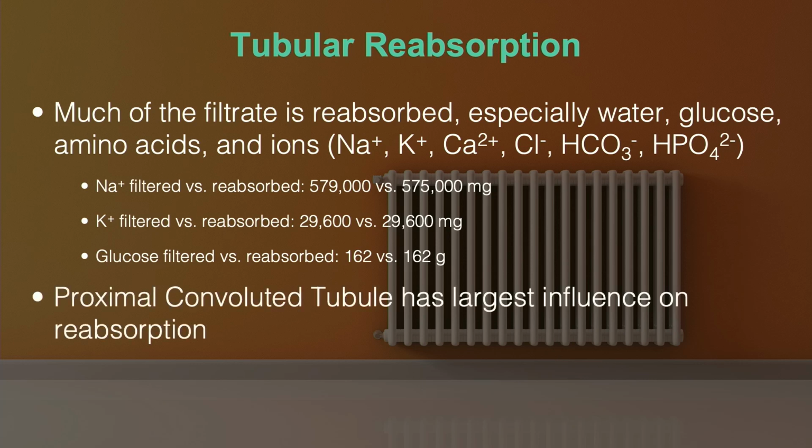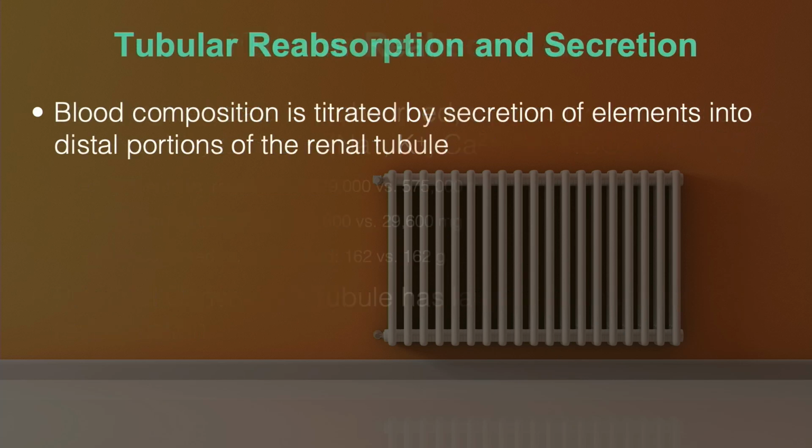And the proximal convoluted tubule is the major site of this reabsorption. Not the only site, but the major site, the majority. Over 50% of these elements are reabsorbed in the proximal convoluted tubule. And so this absorption, this return back to the blood, is relatively automatic. We can change it in the later portions of the tubule.